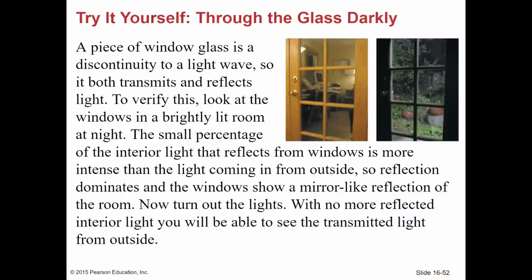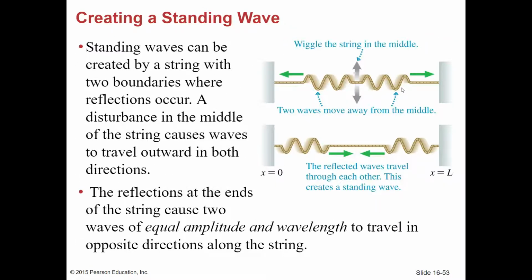So they have a picture right here. You can see it. This is the same thing. It's just at nighttime, if your light's on, the discontinuity of the glass reflects so much light that you cannot see the light outside because there's so little light outside. So it's important to realize that the glass itself is a discontinuity because it's different than air, right? So light traveling through air will act differently than light traveling through glass. It's discontinuous.